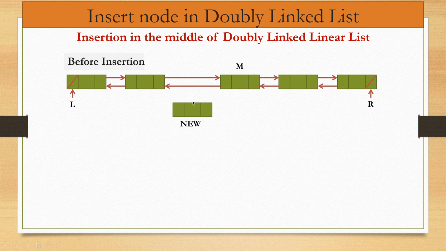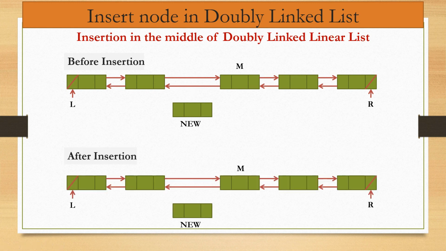So now we have to insert this node in this list. For this, after insertion, what will happen? LPTR of new, right? So this is the new and this is the LPTR, that means the left pointer of new, and this is the right pointer of new. So we have to put this new node in this position. So LPTR of M, the left pointer of M, is assigned to LPTR of new. So this is the left pointer of M that is assigned to the left pointer of new.